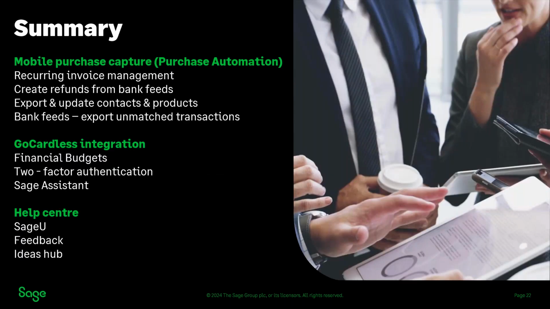So in summary, we've looked at mobile purchase capture, recurring invoice management, creating refunds from bank feeds, exporting and updating contacts and products, bank feeds, exporting unmatched transactions. Then we looked at coming soon in terms of Go Cardless integration, financial budgets, two-factor authentication, and Sage Assistant. And then lastly, we looked at our Help Center, Sage University, feedback, and our Ideas Hub.